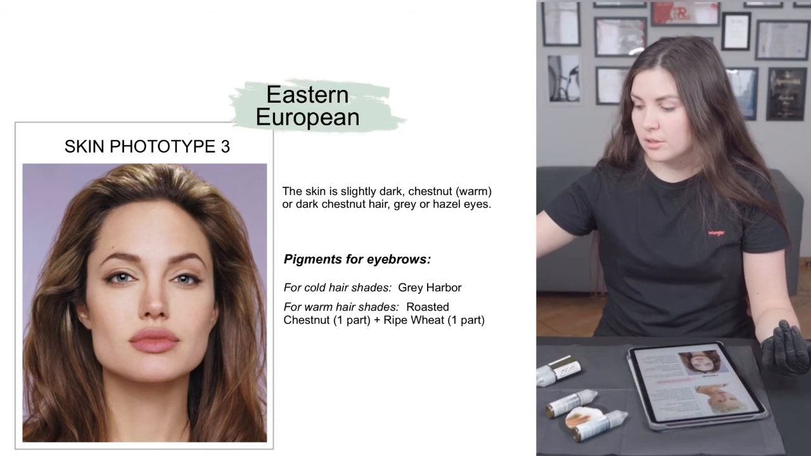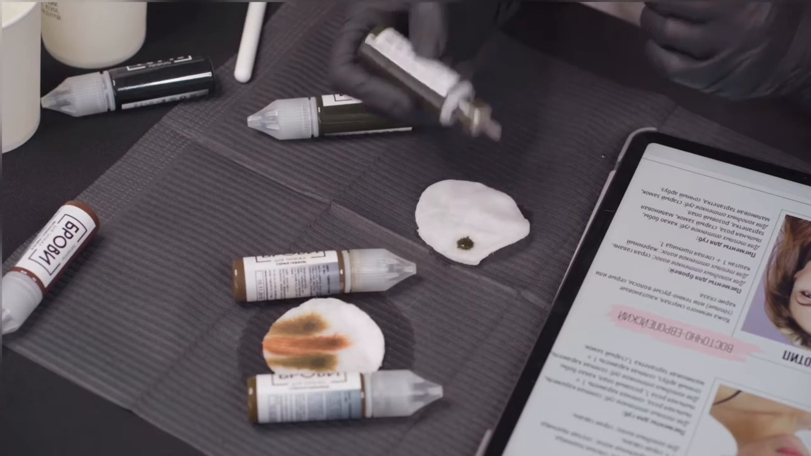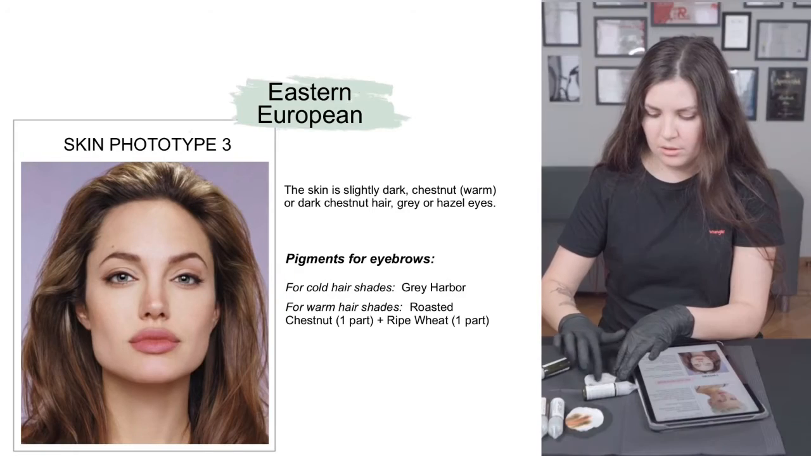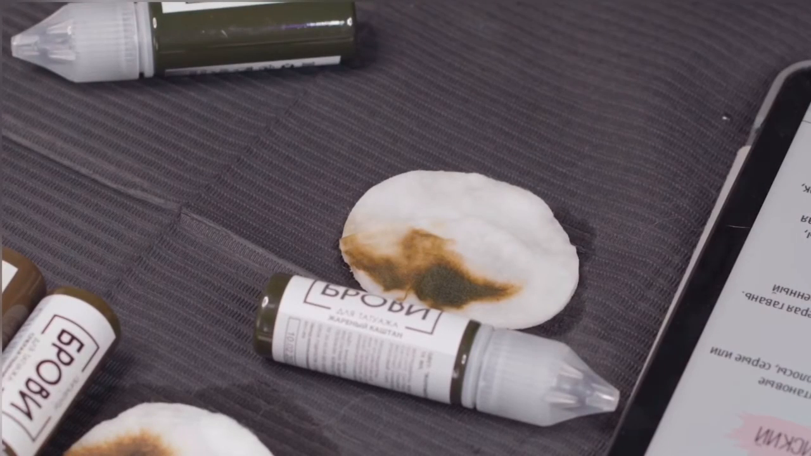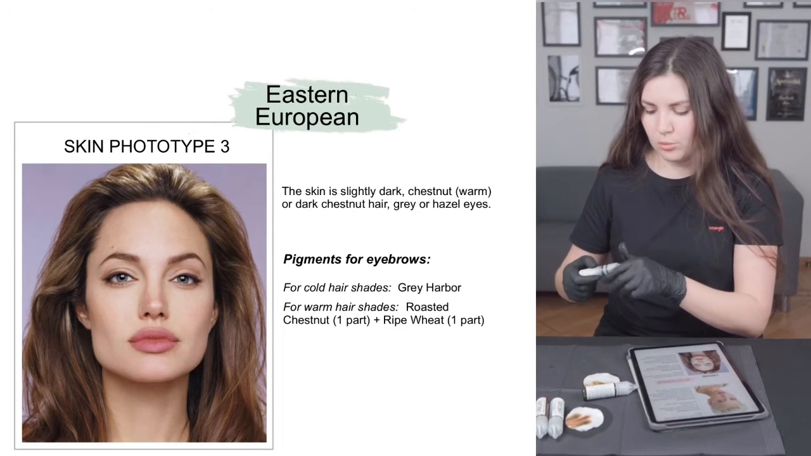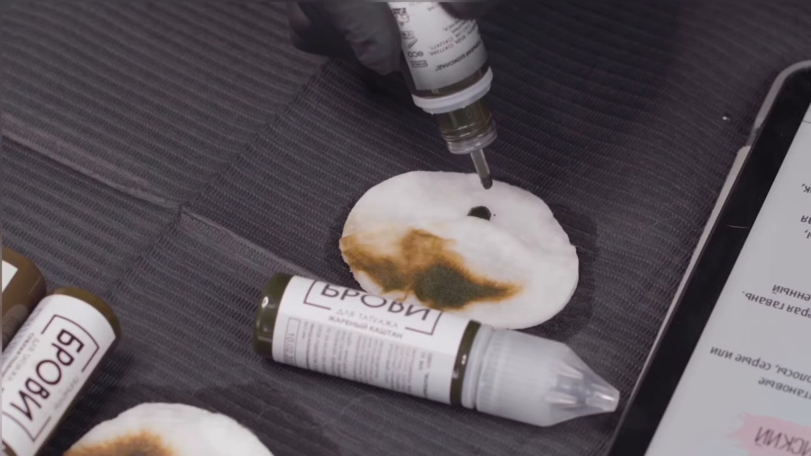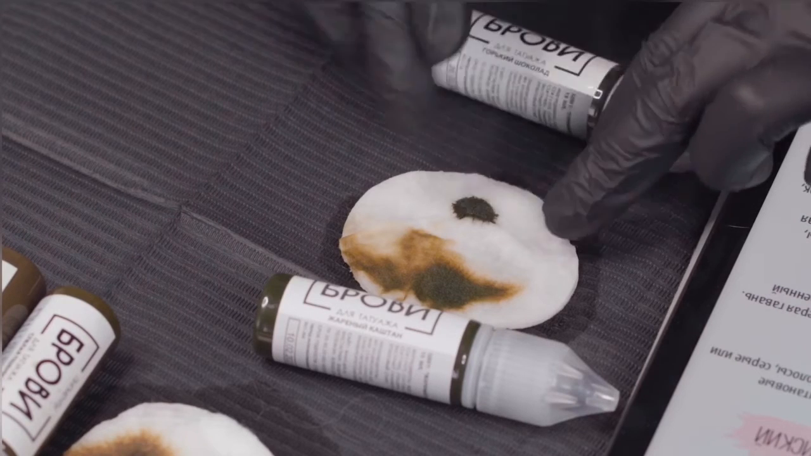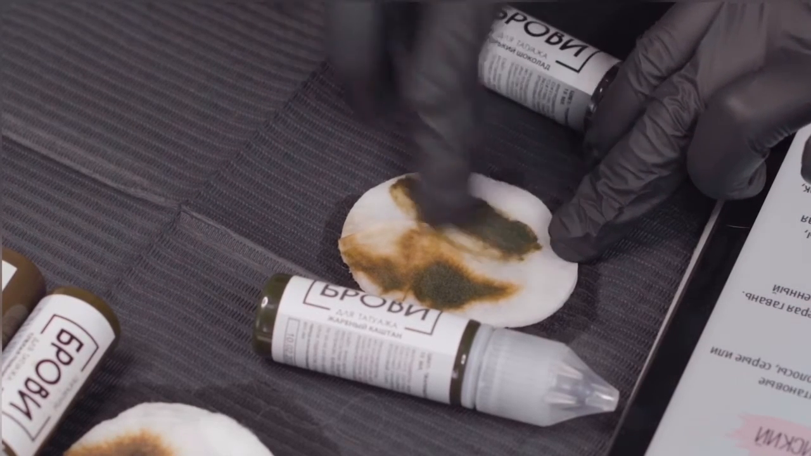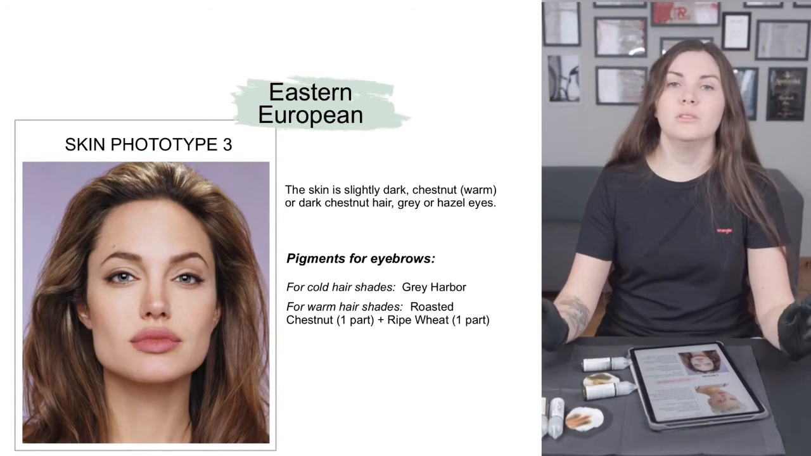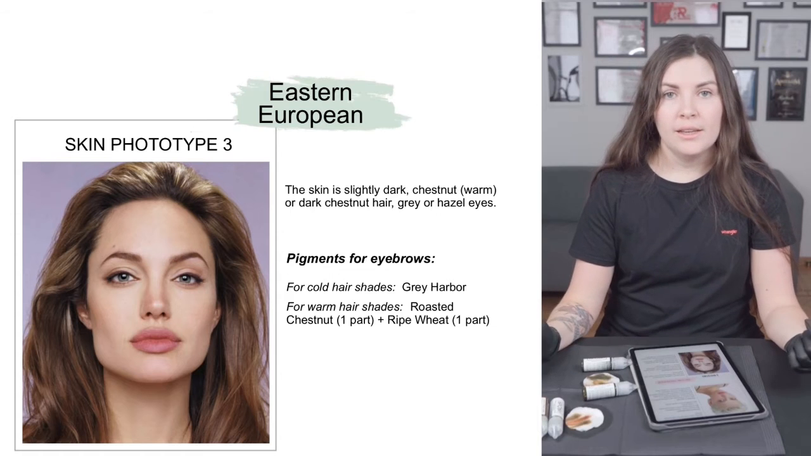Let me show you what it looks like. This is roasted chestnut. The bitter chocolate will be a little darker and has more of a yellowish base. And as we already know, the yellow base is a cool base, and this is a bitter chocolate. With this phototype, we can use those colors easily and not be afraid that the color will be distorted.